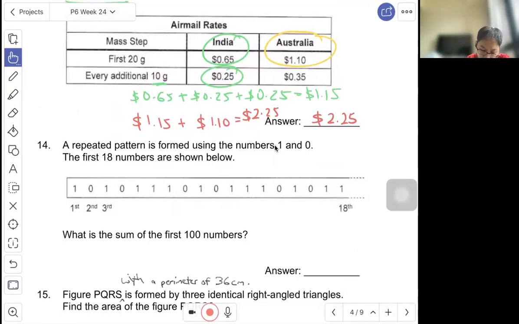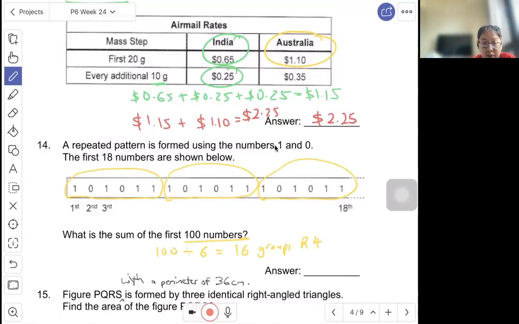So question 14, it says a repeated pattern is formed using the numbers 1 and 0. First 18 numbers shown. They ask for the sum of the first 100 numbers. First, you have to see the pattern. It's 1, 2, 3, 4, 5, 6. It's in groups of 6. 1, 0, 1, 0, 1. See? Groups of 6. So 100 numbers divided by 6, you see that there are 16 groups with a remainder of 4 numbers.